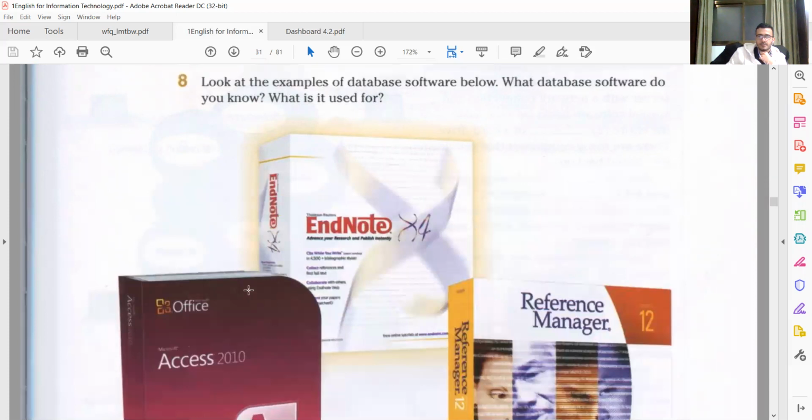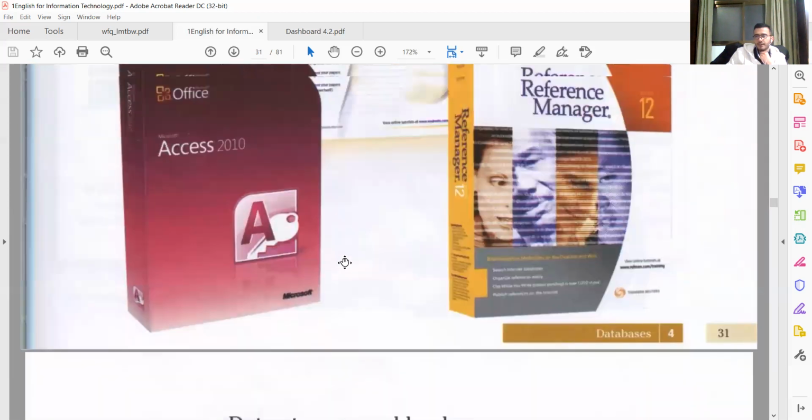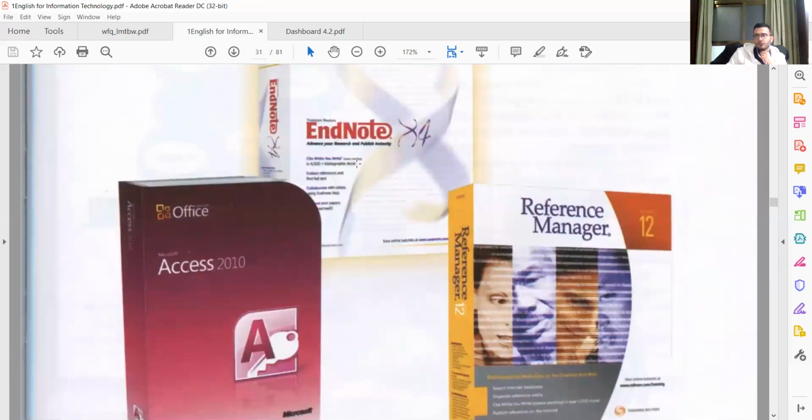Now see, these are examples of database software. Do you know any of them? Do you know Endnote, the Microsoft Office application Access? You find it in the same folder with Microsoft Word, Microsoft Excel, PowerPoint, and so many other applications. One of them is Access. We use Access to make databases, if you have ever used it.